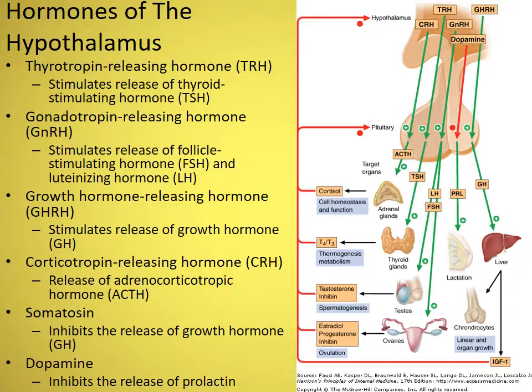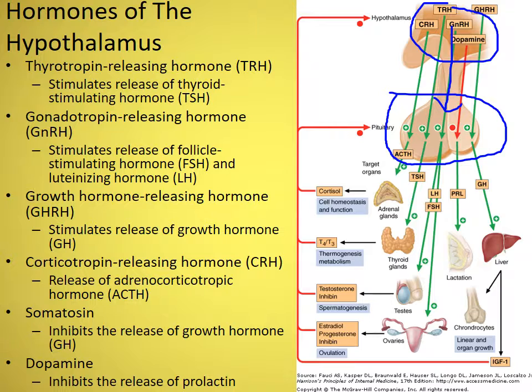Hormones of the hypothalamus, these are hormones that I would like you to know. Again, they are known as releasing hormones. So they are found in the hypothalamus. They will be released depending on what's needed, and they will act specifically on the pituitary gland. And these hormones are called releasing hormones. So again, thyrotropin releasing hormone, gonadotropin releasing hormone, growth hormone releasing hormone, corticotropin releasing hormone, somatostatin and dopamine.